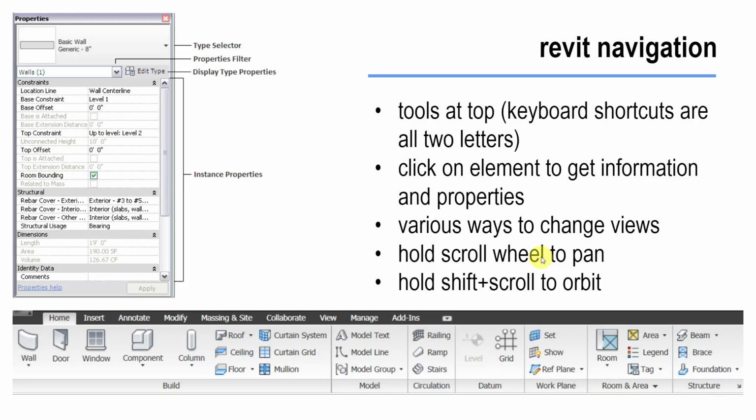And then just like AutoCAD, we'll hold down our scroll wheel like a button. If you click on that scroll wheel, you'll be able to pan yourself around or move. And if you hold the shift key while also clicking on the scroll wheel, you can orbit around three-dimensionally if you're in a 3D view.